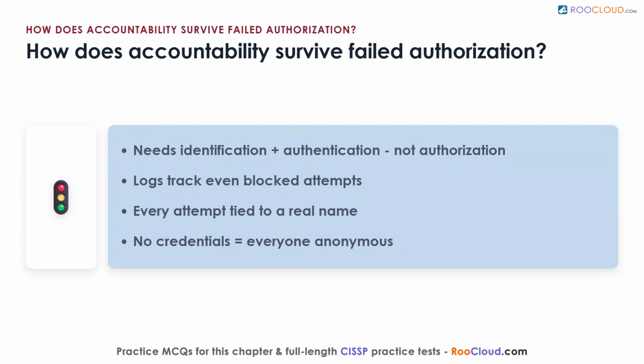How does accountability survive even when authorization fails? Here is a subtle but important point. Accountability depends on solid identification and authentication, but it does not depend on authorization. Once you have identified and authenticated a user, the logs can track everything they attempt, including reaching for resources they were never allowed to touch. So even a blocked attempt gets tied to a real name. Without credentials, everyone would be anonymous, and no log could ever say who did what.